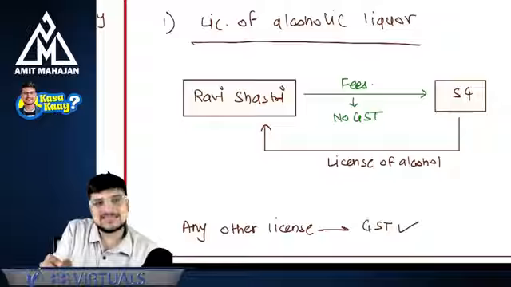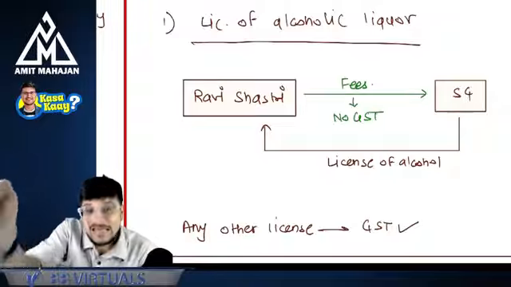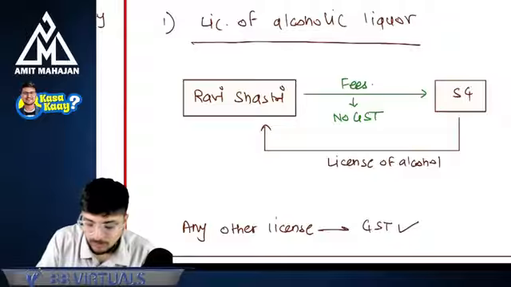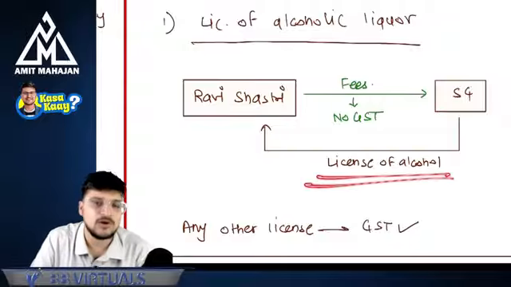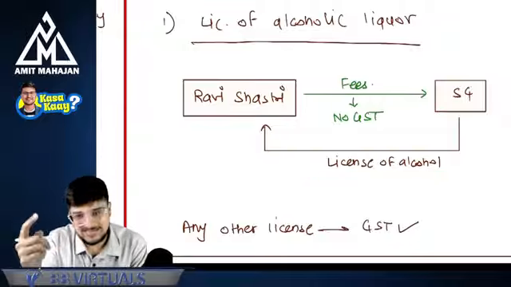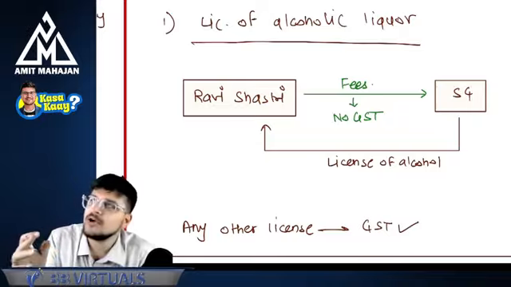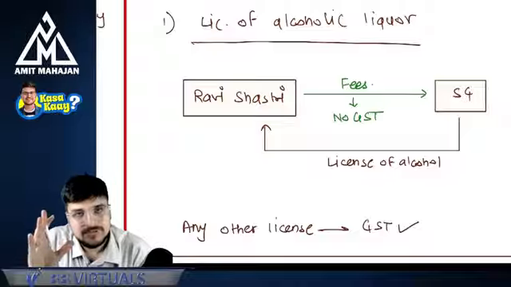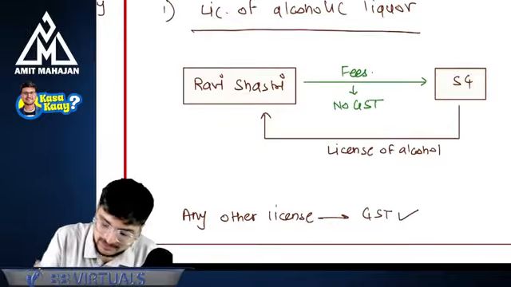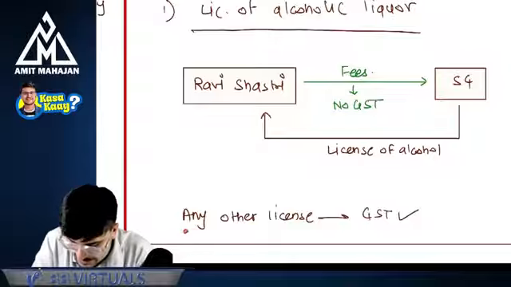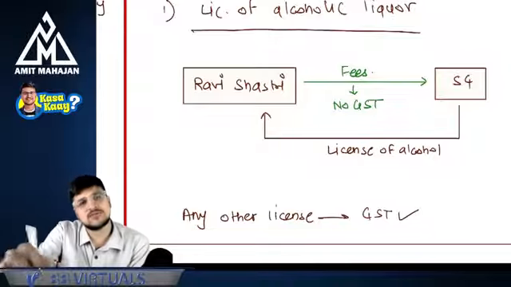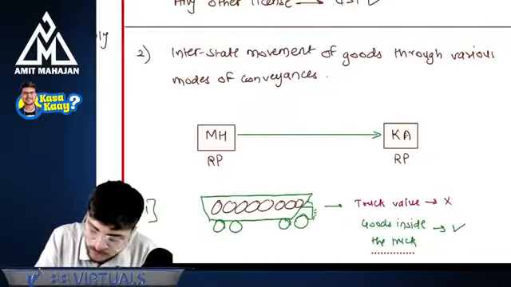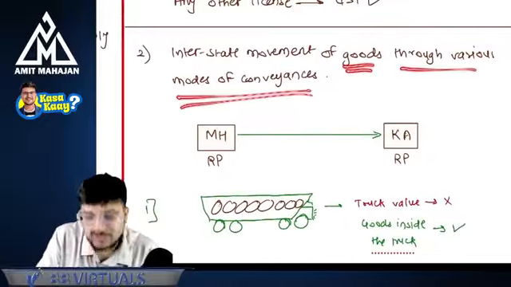They said that since this license is of alcoholic liquor, there will not be any GST on these fees which are paid for the license of alcohol. But if it is a different license, say a telecom license, then in that case there will be some kind of GST. So for any other license GST will be applicable, but for a license in case of alcoholic liquor there will not be any GST. Next point, interstate movement of goods through various modes of conveyances.